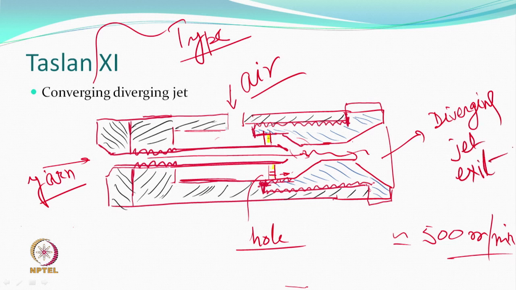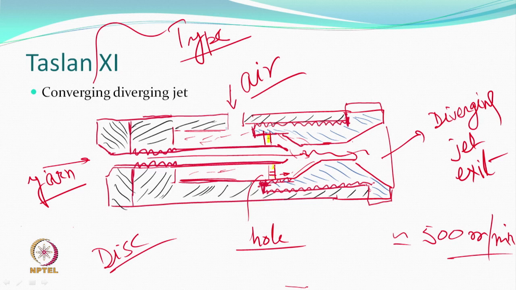So, diverging jet exit they found was a good idea, so they brought it back, okay, again. However, it was still converging, so the air enters in a chamber and then gets converged and then goes out. But interestingly, they put another disc. Over the feed tube was going inside the disc, there was a hole, but the air first was collecting in a chamber like this, but was not going symmetrically and meeting the yarn. So, the asymmetry was created.